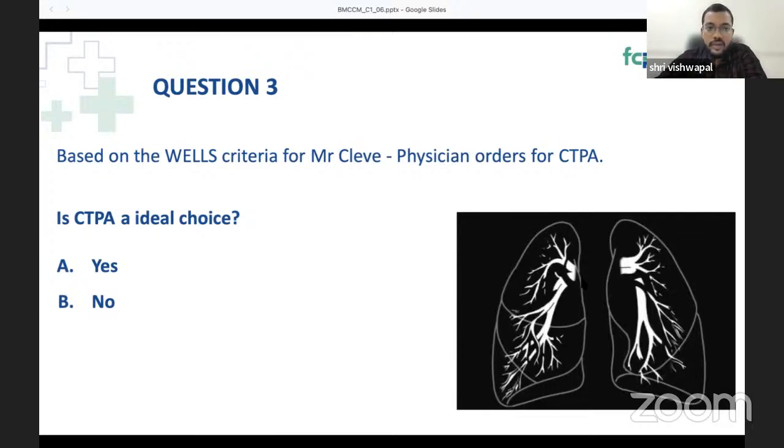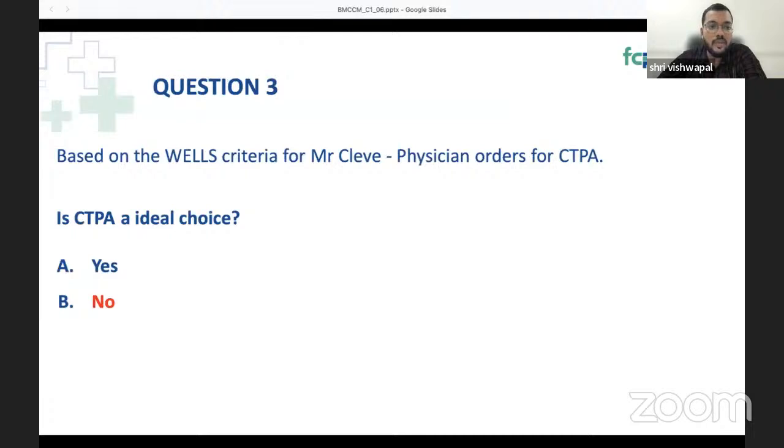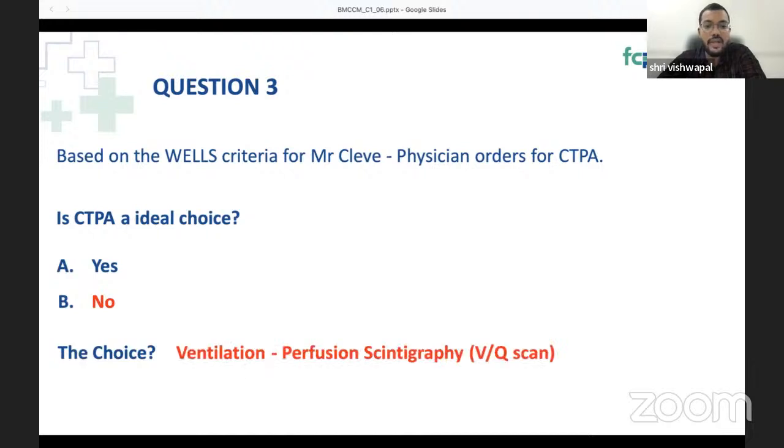Any idea if we have to go for CTPA or any other treatment protocol? Okay. So CTPA is not an ideal choice for Mr. Cleve because Mr. Cleve is a CKD patient. In a CKD patient, you can't use contrast media. So what will be the ideal choice? The ideal choice will be ventilation perfusion scintigraphy, the VQ scan.